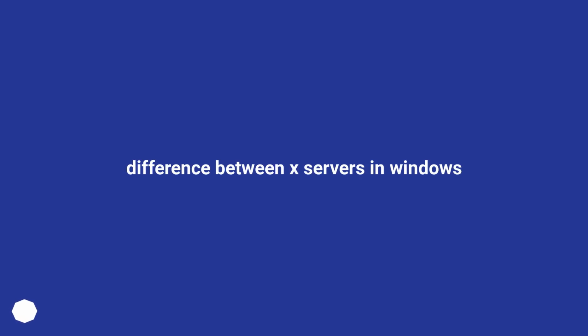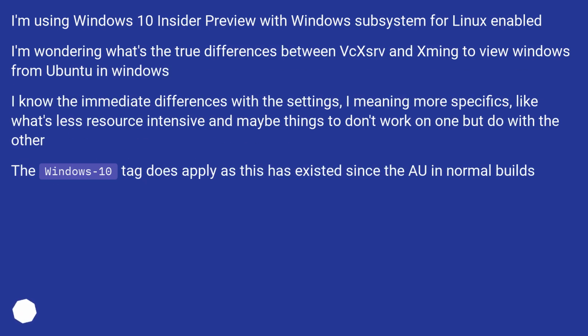Difference between X servers and Windows. I'm using Windows 10 Insider Preview with Windows Subsystem for Linux enabled. I'm wondering what the true differences are between VcXsrv and Xming to view Windows from Ubuntu and Windows.